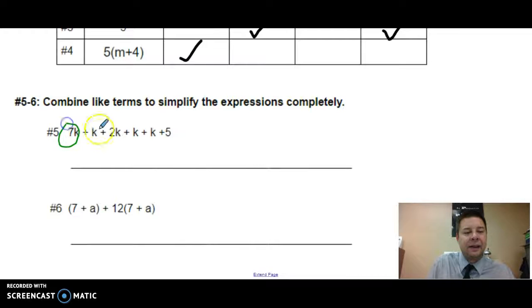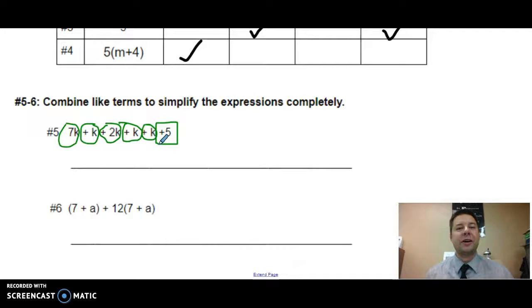I have a 7k. I have a k alone. I have a 2k. I have a k alone. I have a k alone. And I have a 5. Now I can't put a circle around the 5, so I'm going to put maybe like a box around my 5. Okay, so now I'm going to combine like terms.